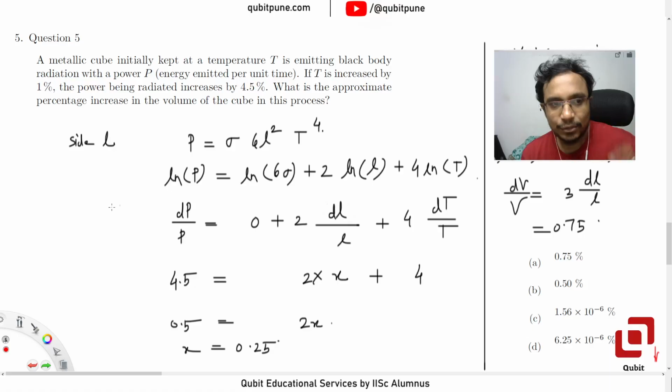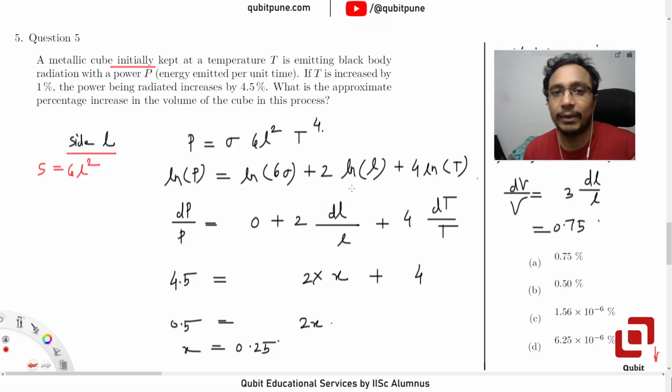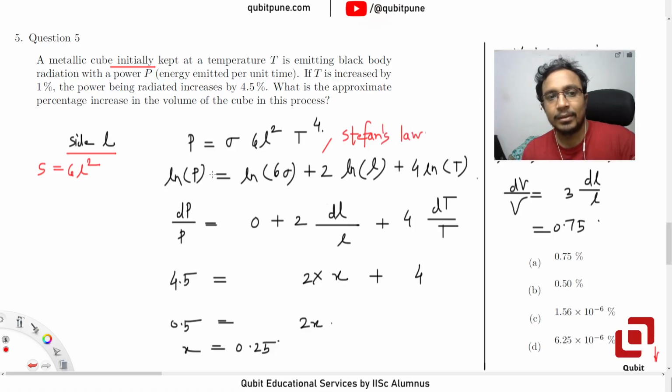तो मैंने ये अज्यूम किया है कि हमारा जो क्यूब है उसका इनिशियल साइड L है. क्यूब को 6 फेसेस होते हैं तो उसका सरफेस एरिया हो गया 6 टाइम्स L स्क्वायर. Now apply Stefan's law. The power, which is in joules per second, is sigma A T raised to 4. So this is what I get.